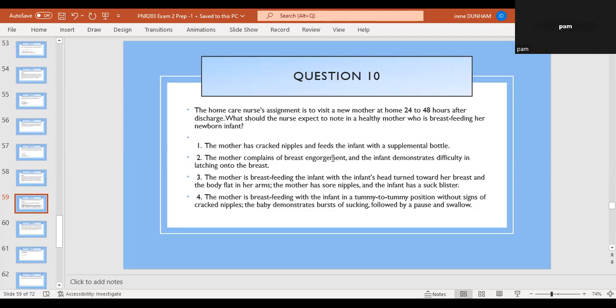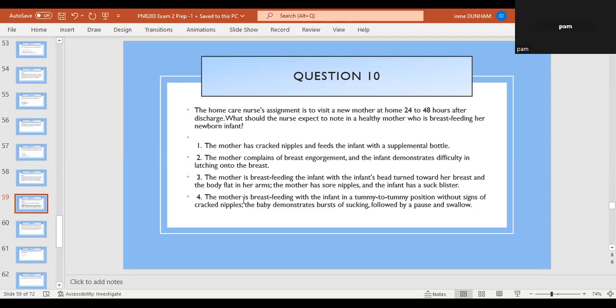The mother complains of breast engorgement and the infant demonstrates difficulty latching onto the breast. Okay, but the question's asking me, all right, she's healthy and the baby's doing good and she's breastfeeding her baby. So there's no problem. So that one's out. The mother is breastfeeding the infant with the infant's head turned toward her breast and the body flat in her arms. The mother has sore nipples and the infant has a suck blister. Well, that's not good. Remember, what's the question asking me?